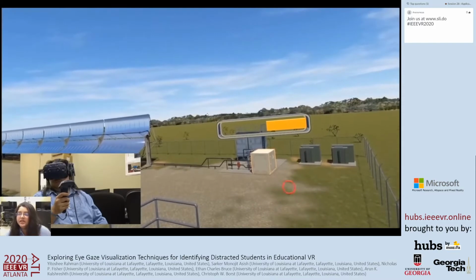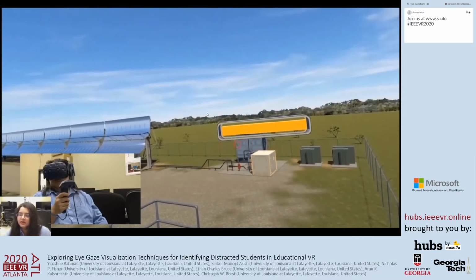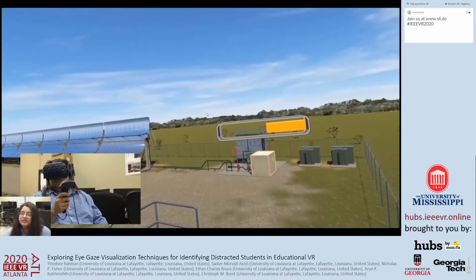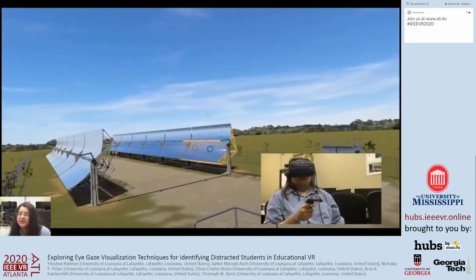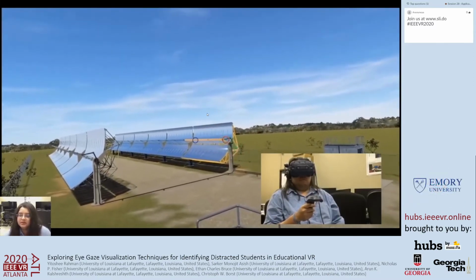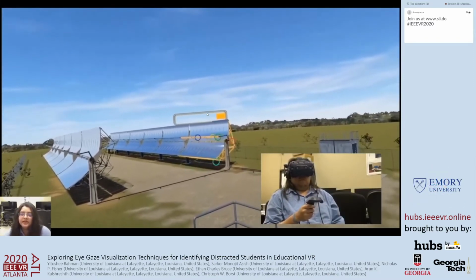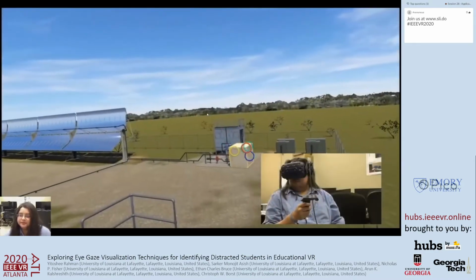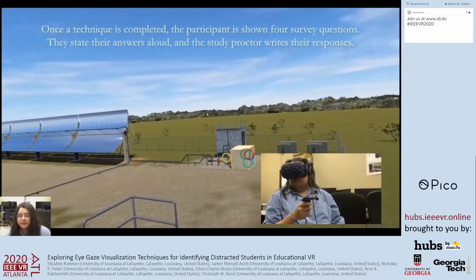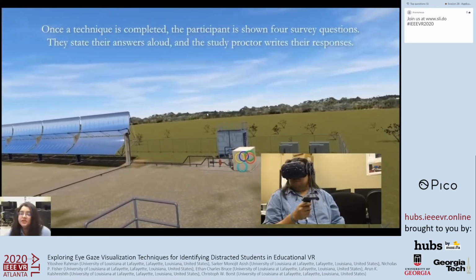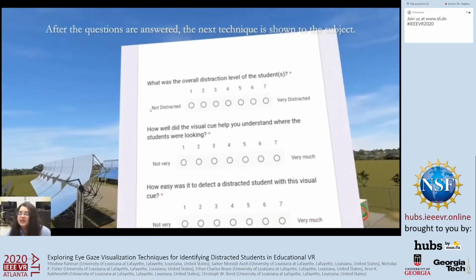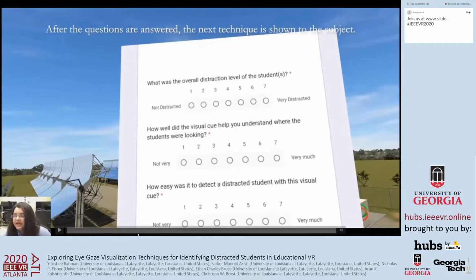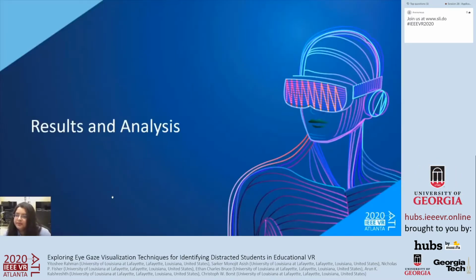Here we can see a participant trying the ring technique for single student cases. After the techniques for the single student case are completed, participants rank the techniques on flashcards and begin the multiple student cases. This one is the ring technique for multiple students. After completion of each technique, the participants answered these 4 survey questions. They stated their answers aloud, and the investigator stored the answers on Google Forms.